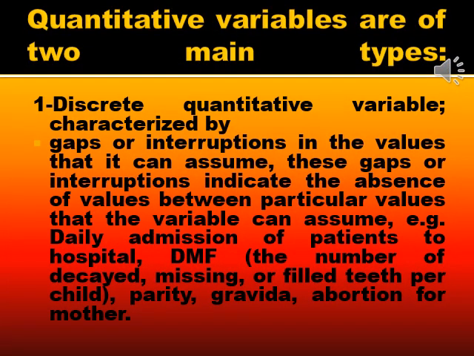Quantitative variable is also further subdivided into two types. Discrete quantitative variable is characterized by the presence of gaps or interruptions in the values that it can assume. These gaps indicate the absence of value between particular values that the variable can assume, like daily admission of patients to the hospital, DMF, the number of decayed, missing, or filled teeth per child, parity, gravidity, abortion for the mother. There are no fractions of units or decimals in this type of quantitative data.